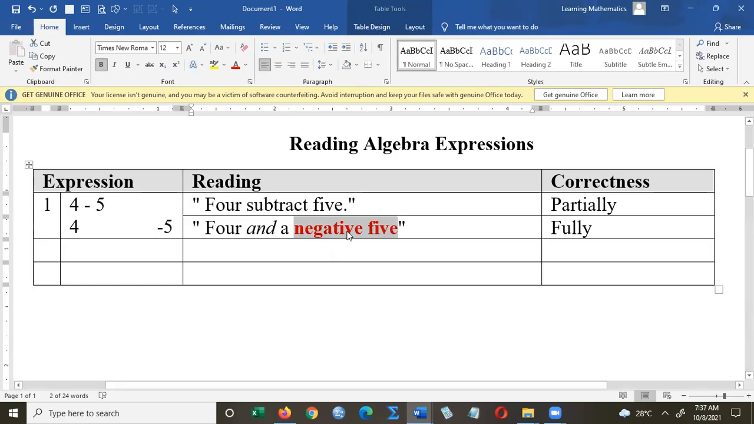That word negative there looks like an adjective. A negative 5, describing what kind of 5? The 5 is the noun. The 5 is something, and the negative is describing the 5. So it's just like saying green. It's just like saying tall.